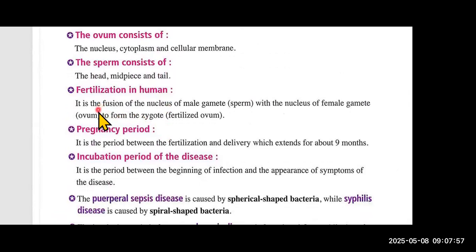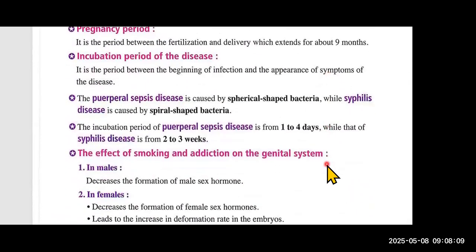Fertilization in humans is the fusion between the male and female gametes, sperm and ovum. The pregnancy period takes 9 months in the female until delivery or labor.